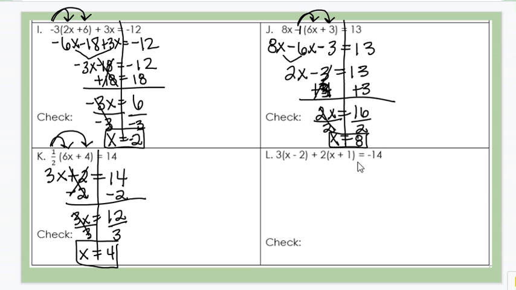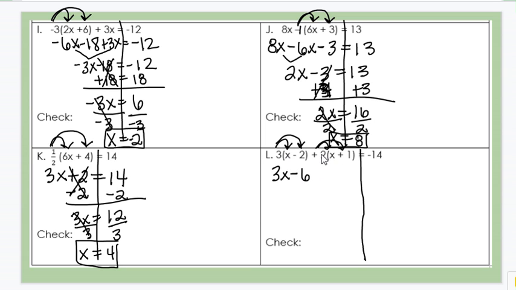L. We have double parentheses again. We did an example like this earlier. So that means we're going to be distributing twice. So the first time we're distributing a +3. And the second time we're distributing this +2. So here we go. 3 times x is 3x. 3 times -2 is -6. So this first set of parentheses is gone.